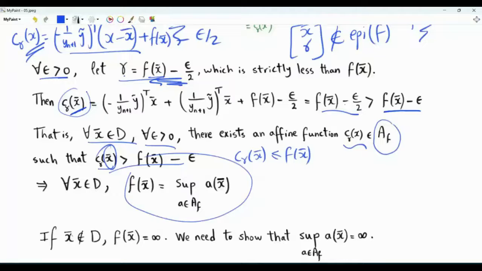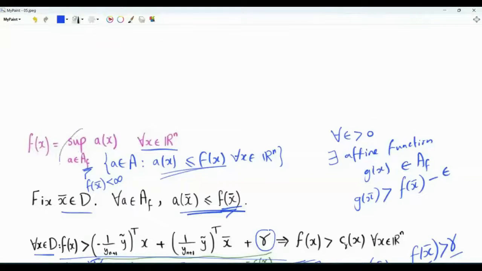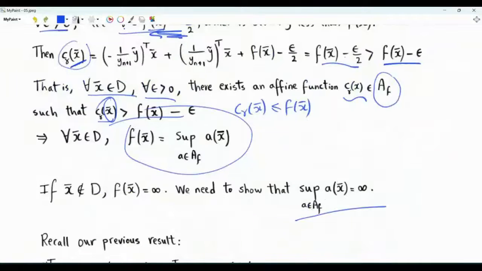But what if x bar is not in D, is not in the effective domain of function f? In other words, f of x bar is infinity. So we want to show now that the supremum at the points x bar that are not in the effective domain of function f is infinity, which means that we can find affine functions in the set AF such that their values at x bar can be arbitrarily large.